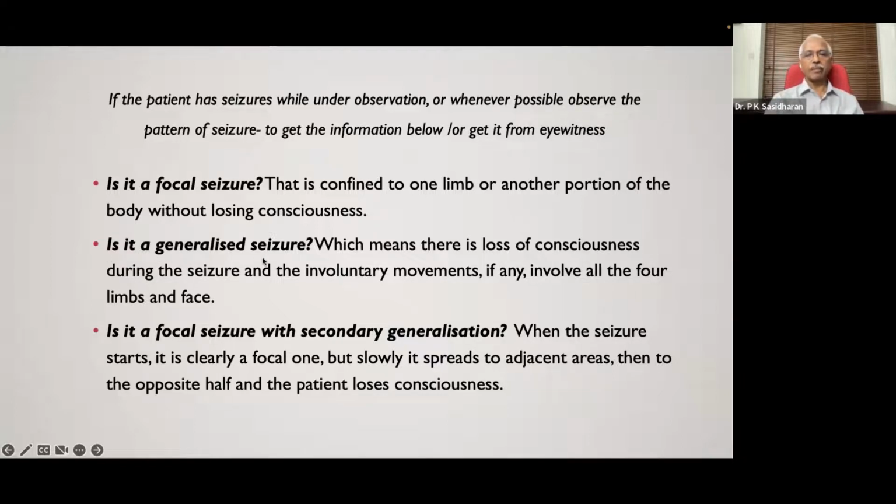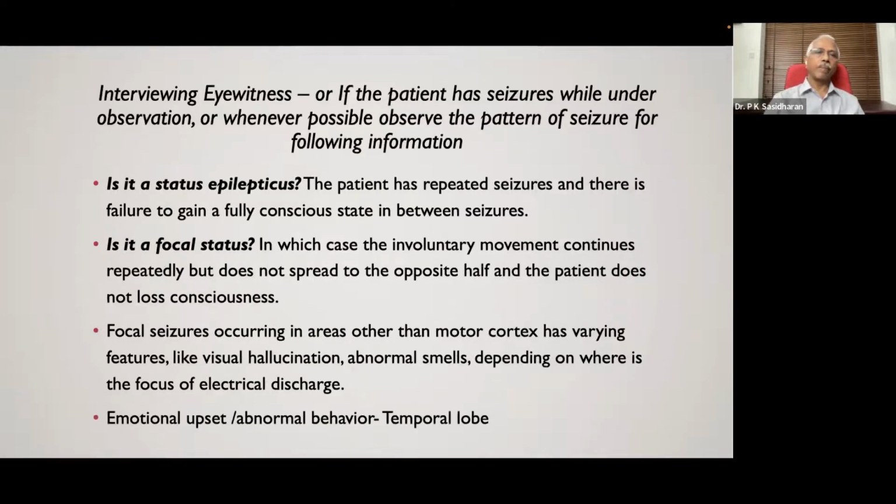Or is it a generalized seizure? In which case, loss of consciousness during the seizure and involuntary movements which involve all the four limbs is typical of a generalized seizure. But generalized actually refers to the loss of consciousness rather than involving all the four limbs. Because sometimes involuntary movements need not be there in some rare types of generalized seizure, like the primary atonic seizure. Is it a focal seizure with a secondary generalization, which you can find out from the description or by observing the seizure while the patient is under observation?